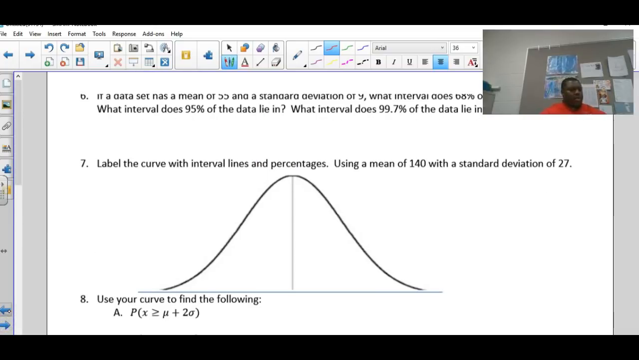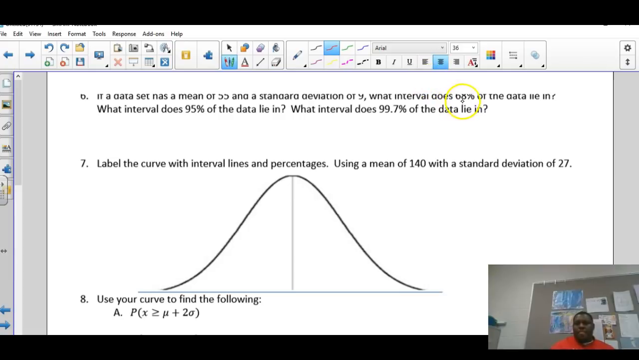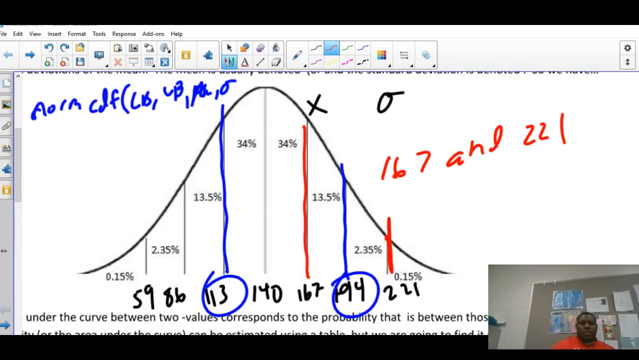Let's look at this first example. If the data set has a mean of 55 and the standard deviation is 9, what interval do 68% of the data lie in? What interval is in 95% and what interval is in 99.7%? All right, check this out. Let me do this for you on another sheet of paper. Let's go right here.